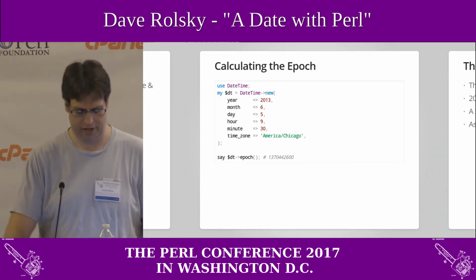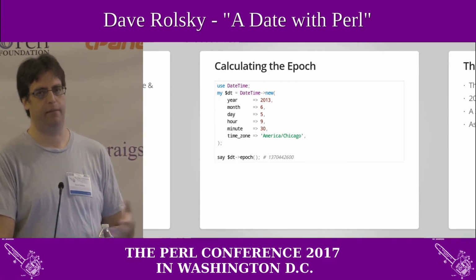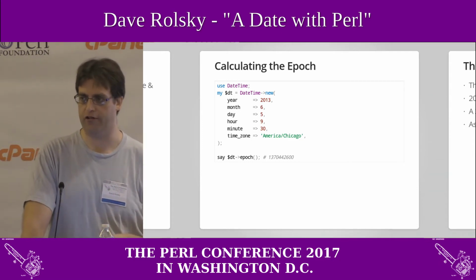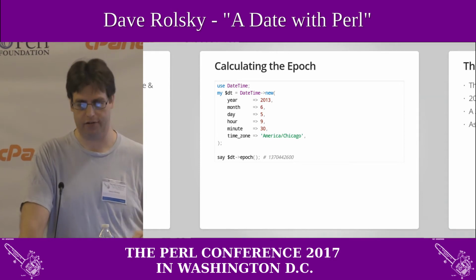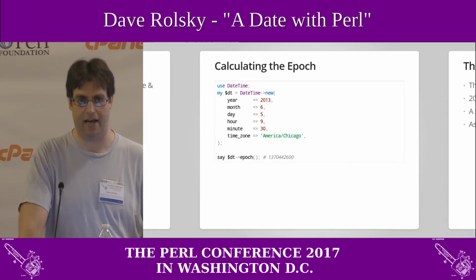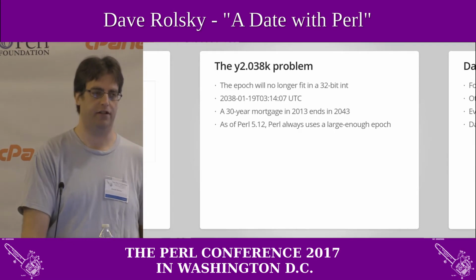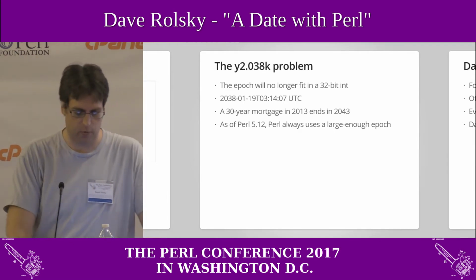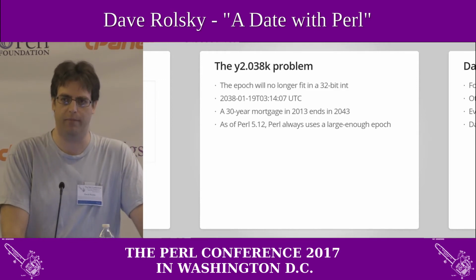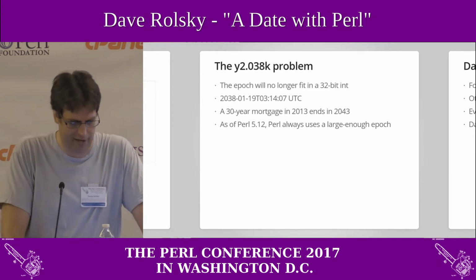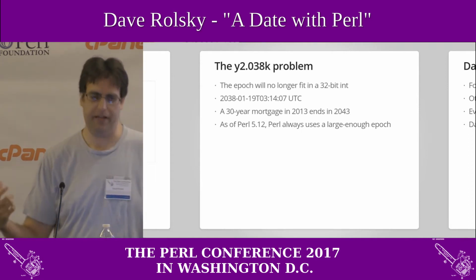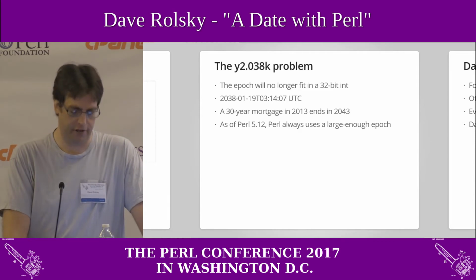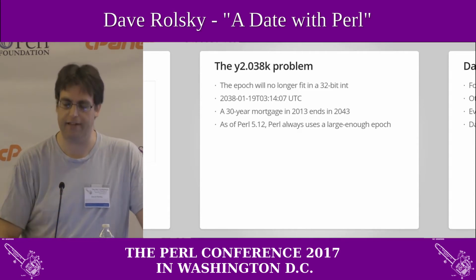It doesn't matter for most cases. So if you want to know the epoch from a DateTime, it's really simple. There's a method called epoch, and it will spit out an appropriately large number. We're in the billions of seconds since the epoch currently. So there's a problem you might have heard of, which is fortunately becoming less of a problem. The Y2038 problem is a lot less catchy than Y2K. So the problem is that the epoch will no longer fit in a 32-bit integer at a certain point, and that's exactly this date that's up here.